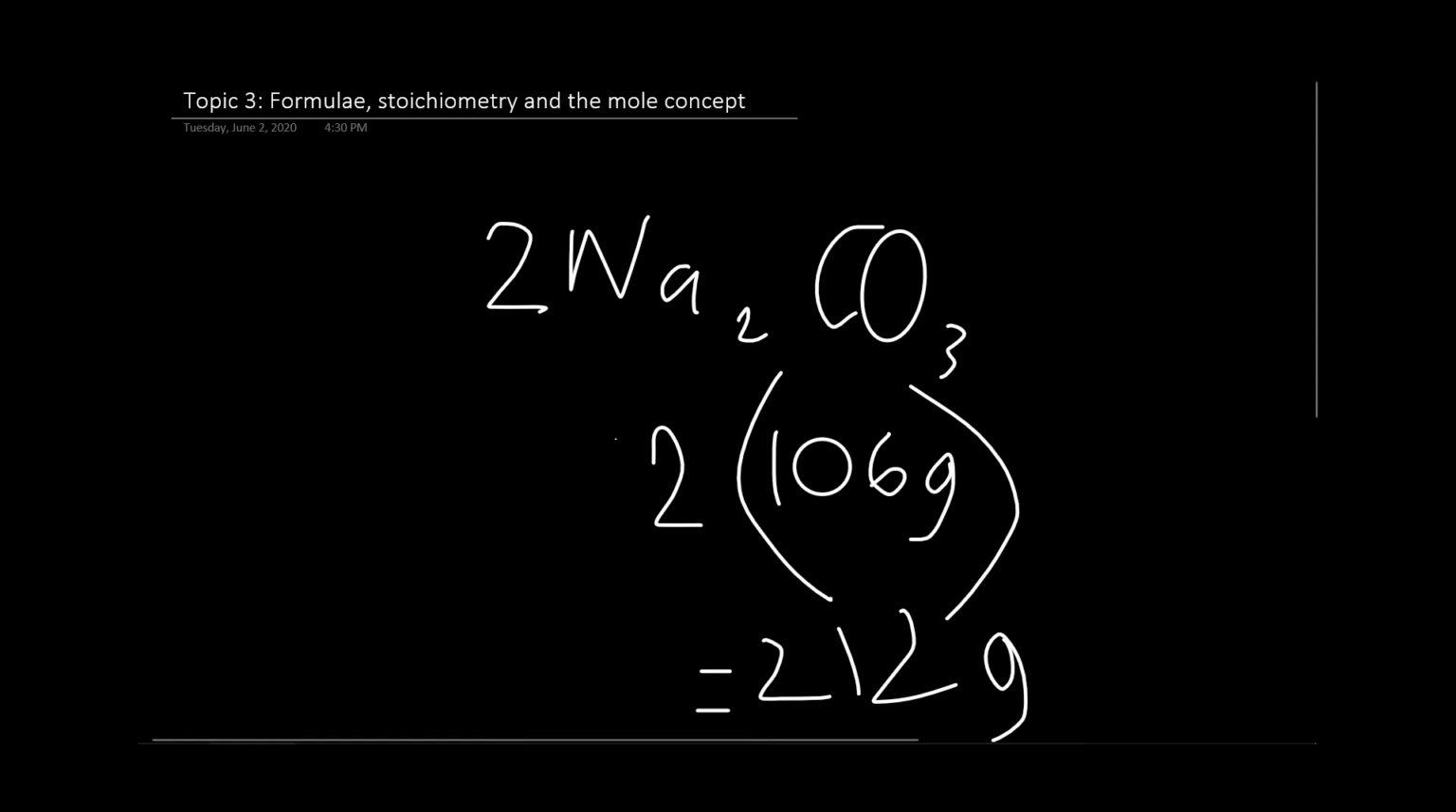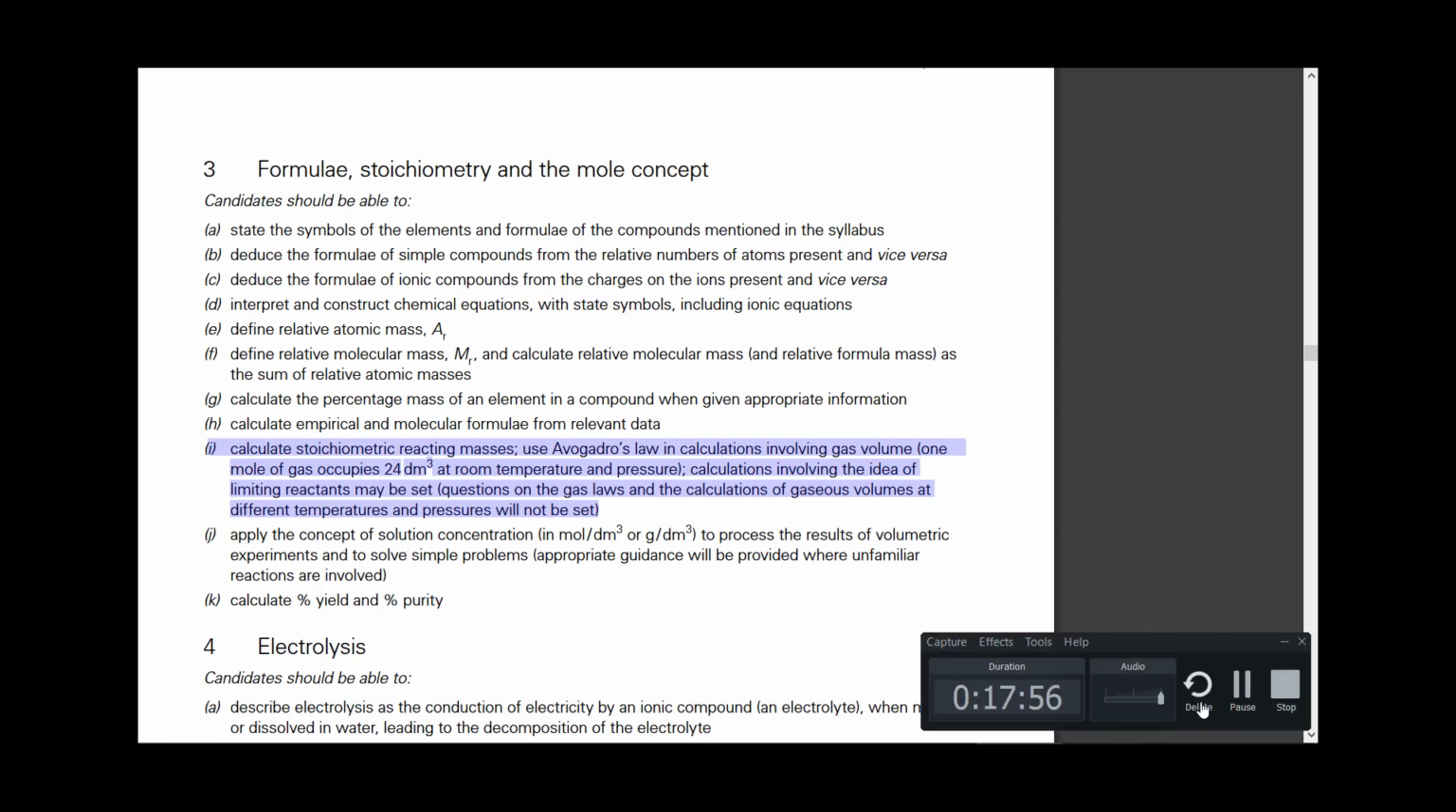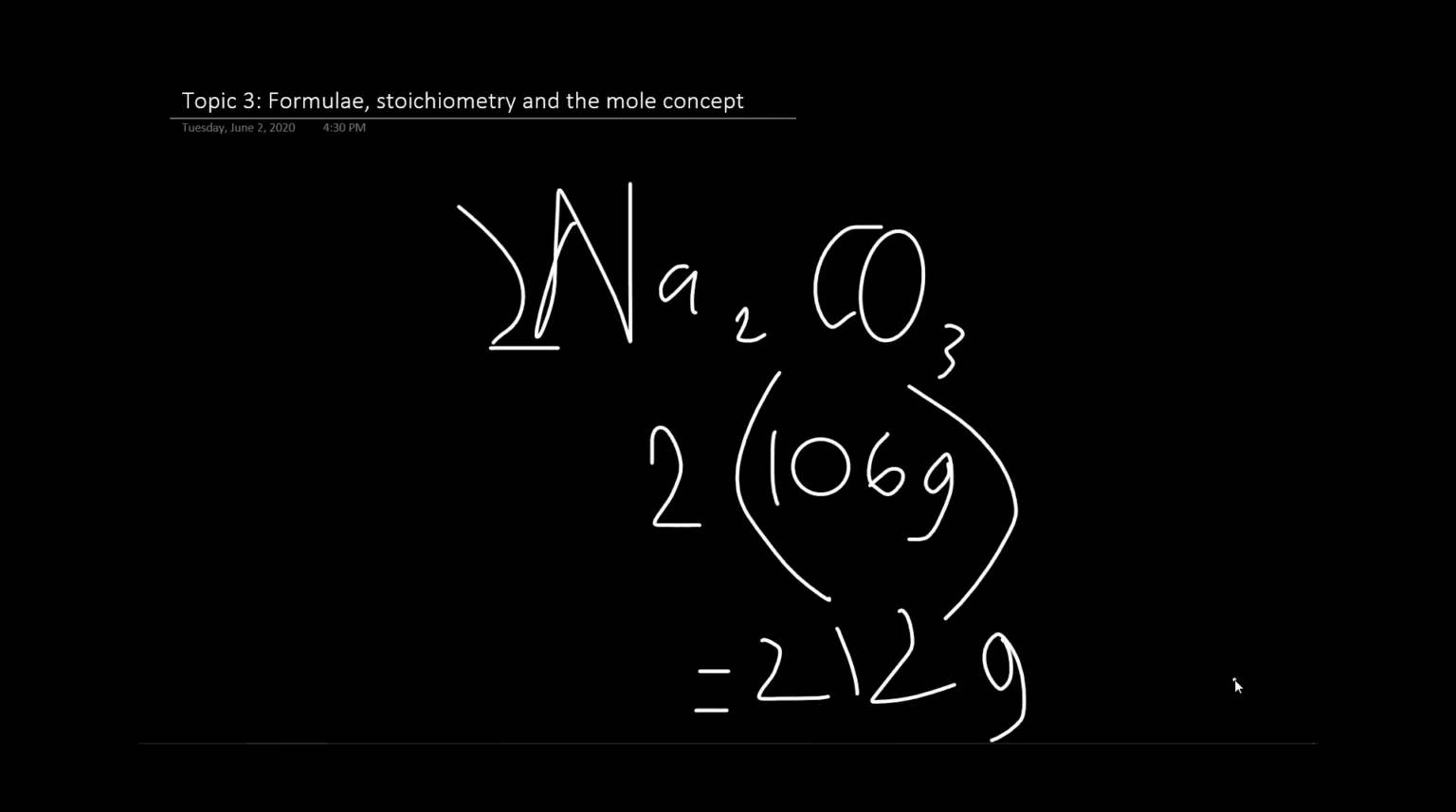All right, let's move on to our next content. It asks us to calculate stoichiometric reacting masses using Avogadro's law in calculations involving gas volume. 1 mole of gas occupies 24 dm cube at room temperature and pressure. Calculations involving the idea of limiting reactants and all that. We'll complete this and go to the rest of the syllabus in the next tutorial. Thank you for bearing with me so far.